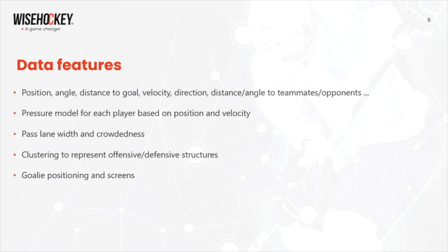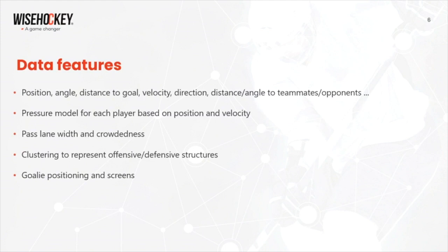Regarding the data features, we have the basic tracking data: position, angle, velocity, direction, relation to teammates and opponents, but we also have some advanced features to capture high-level information. For example, we model pressure as a function of the surface of the rink, and we consider the position, velocity and direction of the opponents, and we can calculate the pressure value for any position on the ice. Similarly, we determine the influence the opponents have on each pass lane, as well as the maximum width of the pass lane.